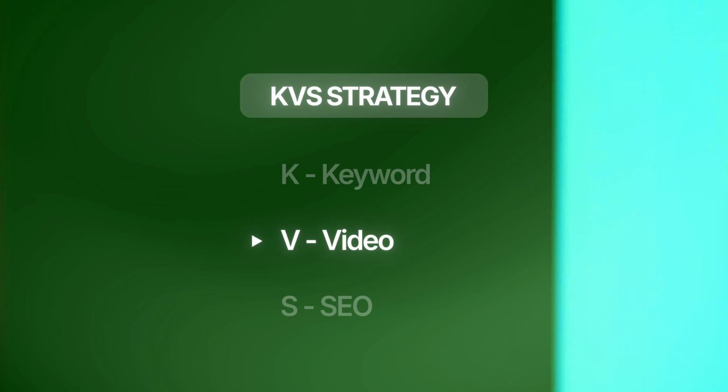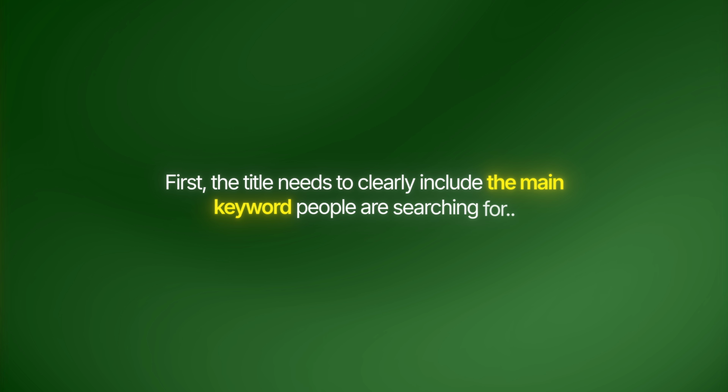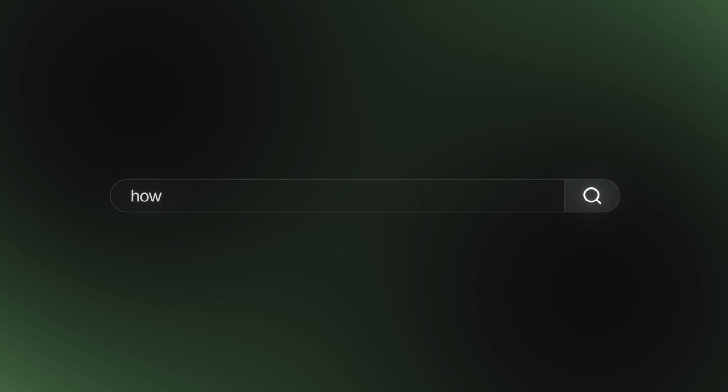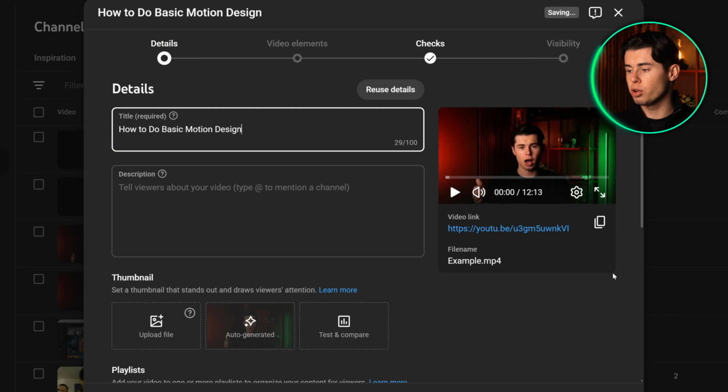Now let's move on to the final letter in the KVS strategy. The S in KVS stands for SEO, and this is where we tie everything together. First, the title needs to clearly include the main keyword people are searching for. So if I want to rank for how to do basic motion design in DaVinci Resolve, my title is going to look like this: how to do basic motion design in DaVinci Resolve. Notice how the entire keyword is right there in the title.